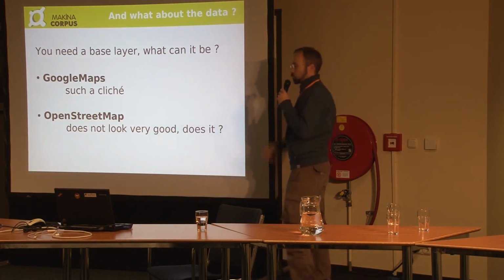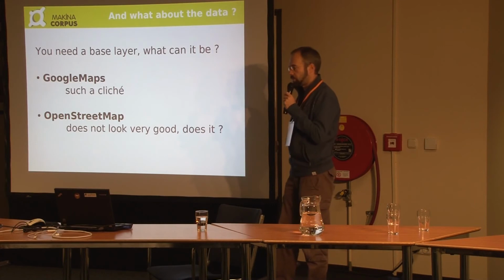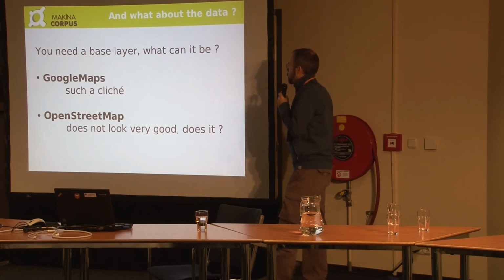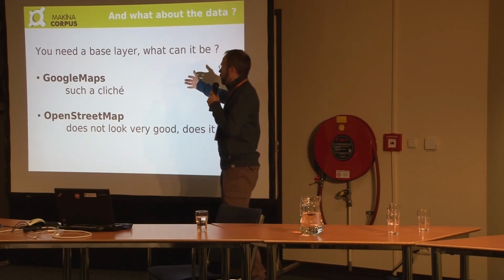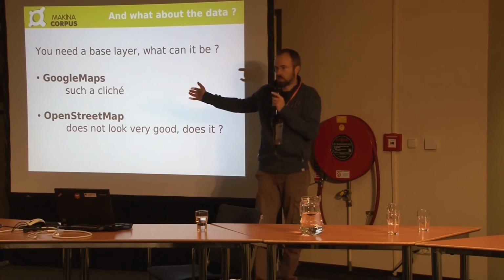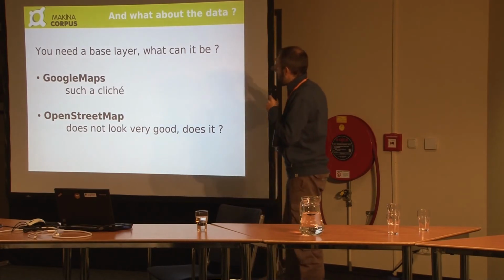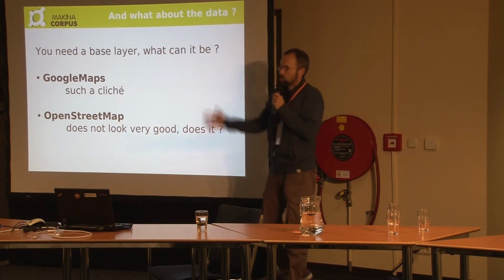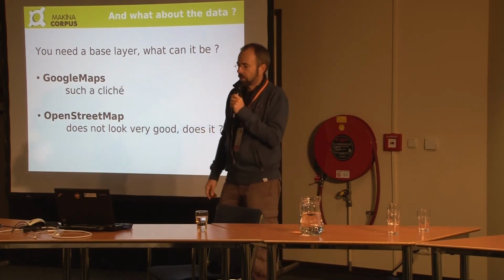OpenStreetMap is one of them, but also fancy ones, like from Stamen or Mapbox or CloudMade. What can you use as a base layer? Of course, you can use Google Maps, but such cliche. I mean, you can use OpenStreetMap, but it does not look really, really good. You can use other sources, but they are not for free most part of the time.